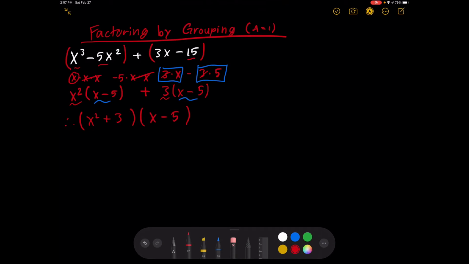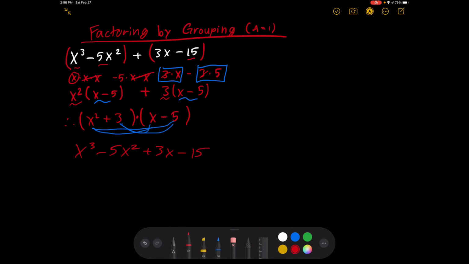So I'm going to just explain this a little bit to make it simpler. If you're going to multiply out this right here, it's x squared plus 3 times x minus 5. What you would do is say x squared times x, well, that's x cubed. X squared times 5, that's going to be minus 5x squared. And then the 3 times the x, that's plus 3x. And then the 3 times the 5, that's minus 15.